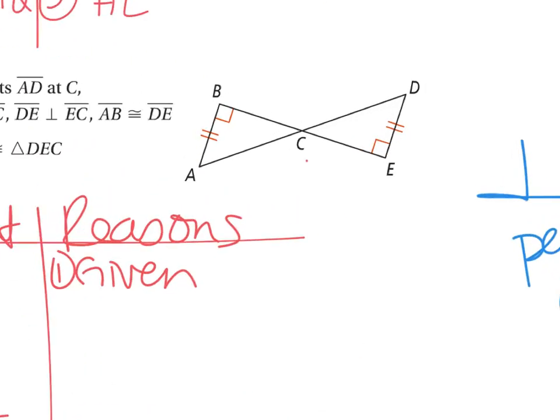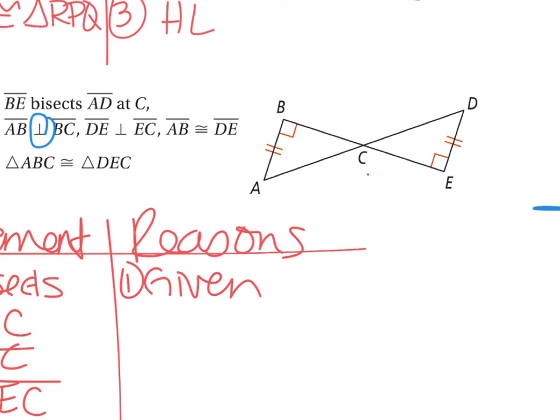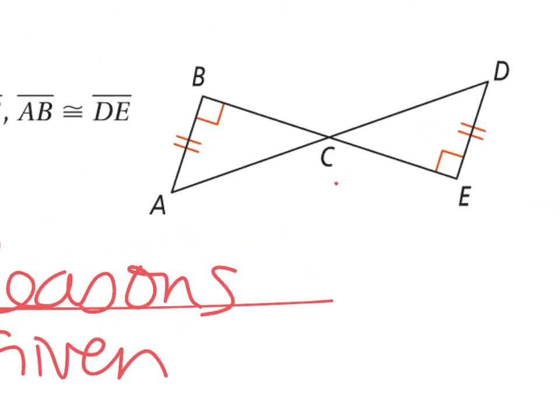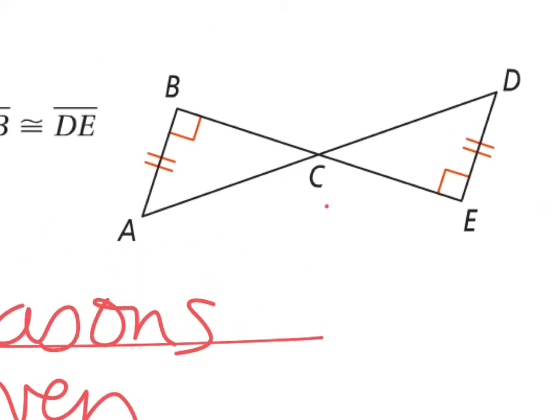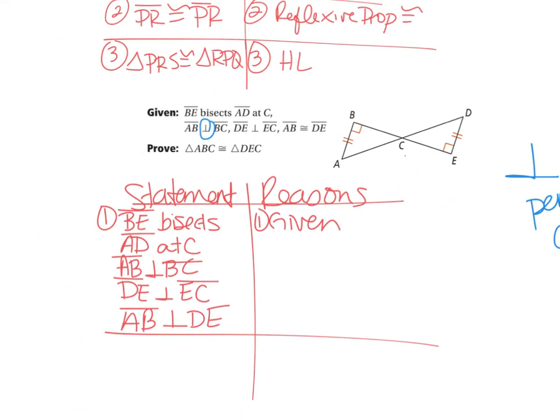Some of you may be tempted to say that these are vertical angles, right? So that means they're congruent. Yes, that is true, but it doesn't really help you on this, because we're trying to use hypotenuse leg. Okay, so let's see. What does this line right here do? This is what we're going to have to use.